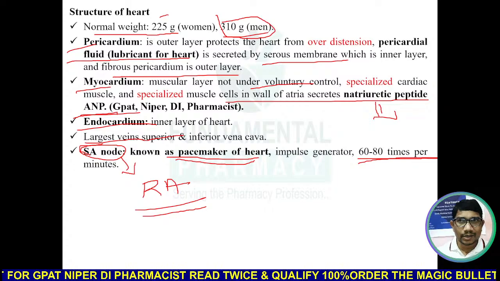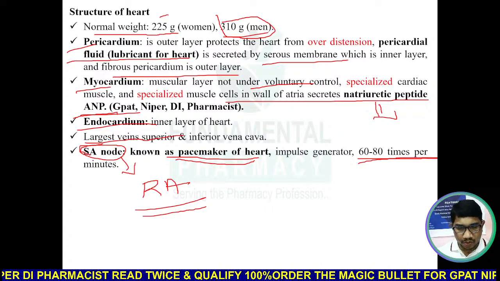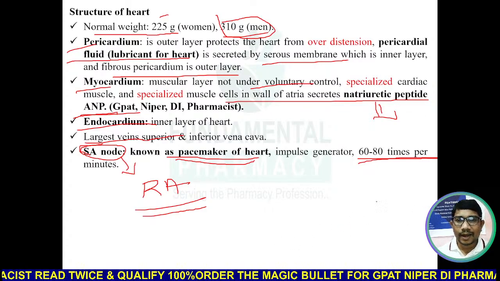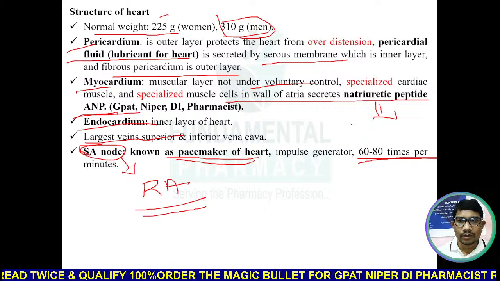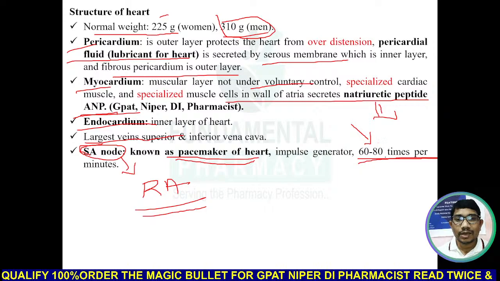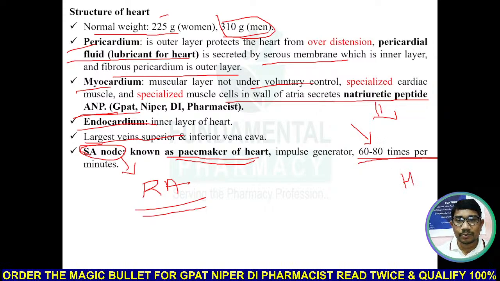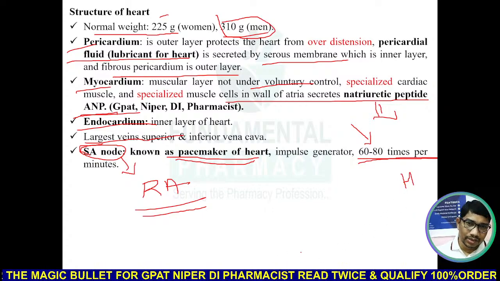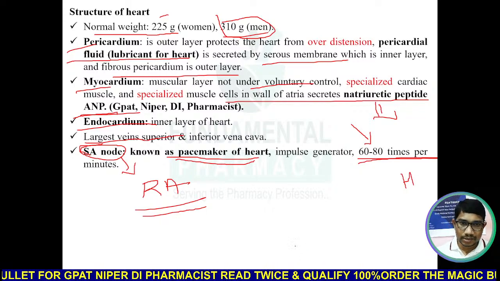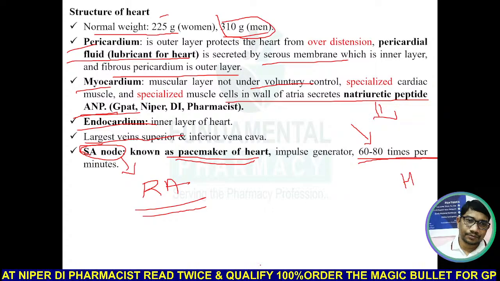So SA node is a collection of cells which is electrically active, which will generate and transmit an impulse through the atria, through the AV node to the ventricles, right? For the contraction. SA node is known as the pacemaker of your heart, and it will generate an impulse around 60 to 80 times per minute. It has the highest capacity to generate an impulse. AV node is also having the capacity to generate the impulse, but at a slower rate. ये सबसे ज़्यादा हायर रेट से जनरेट करता है SA node.